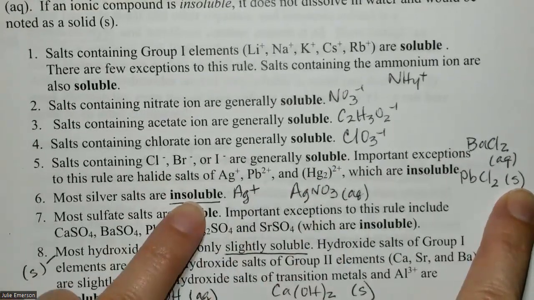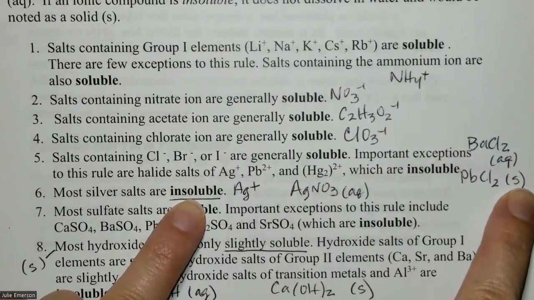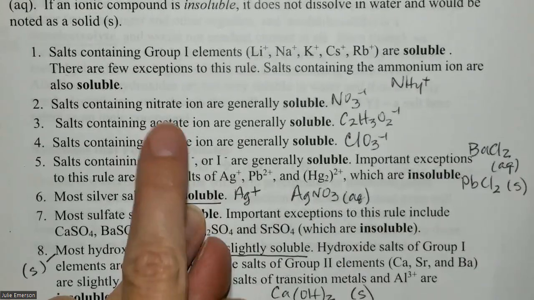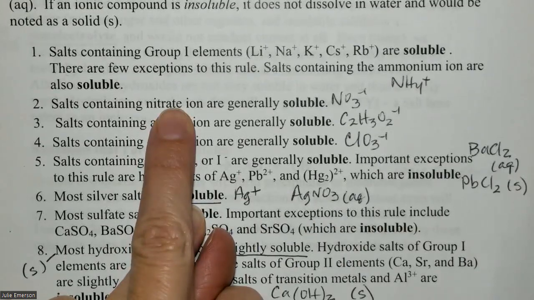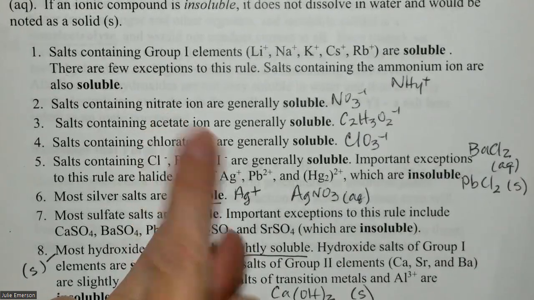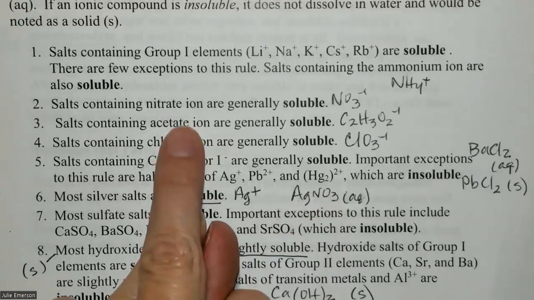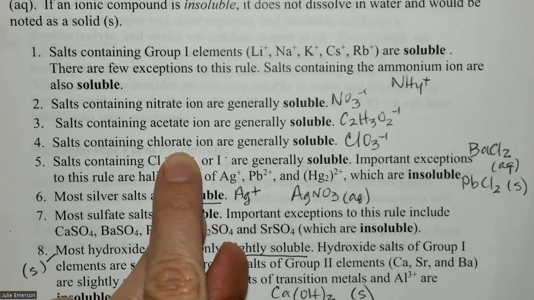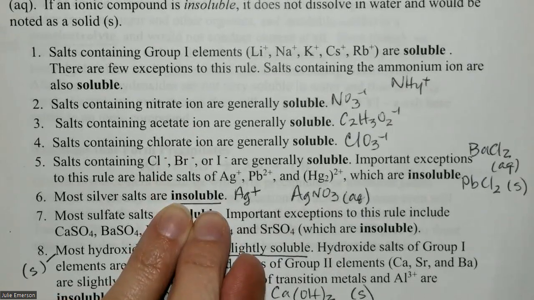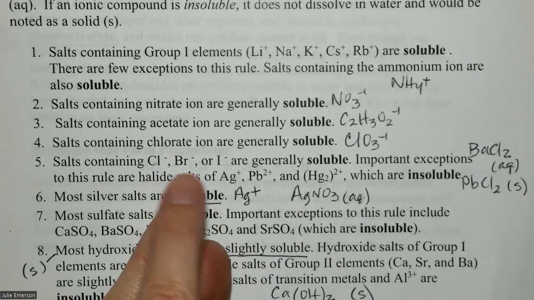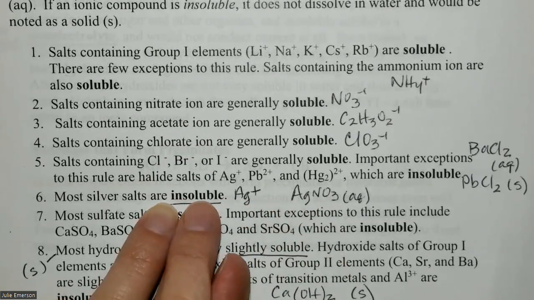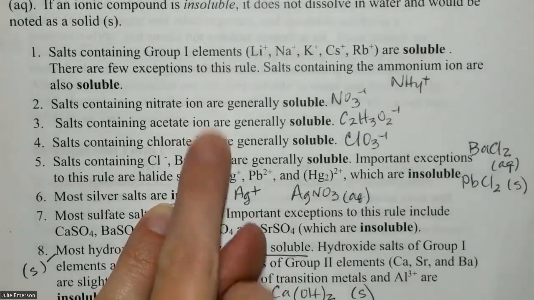Now it says most silver salts are insoluble, meaning they do form solids. However, remember they're in order of dominance. So silver nitrate, nope, rule 2 beats rule 6, so silver nitrate would be soluble. Silver acetate, soluble. Silver chlorate, soluble. But when I start getting to silver sulfide or silver bromide, all of a sudden they become insoluble, but not with any of these three.